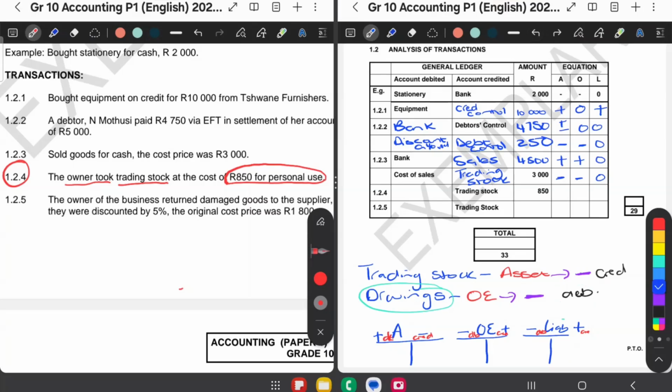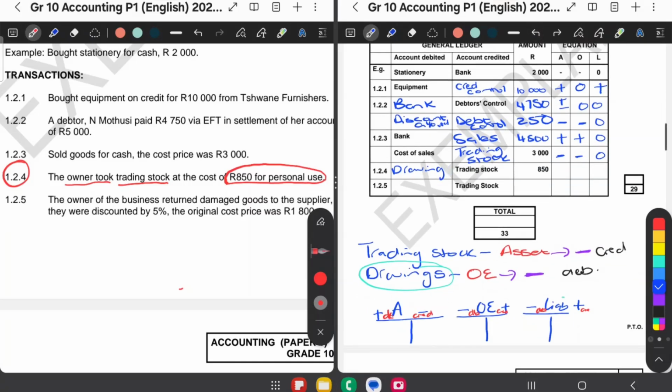So let's go put debited in. Drawings will go here. Then assets will have a minus. Assets will have a minus. Owner's equity will have a minus. And liability 0. We're done with that one. On to the last adjustment.